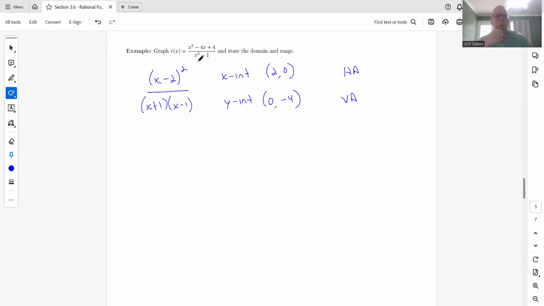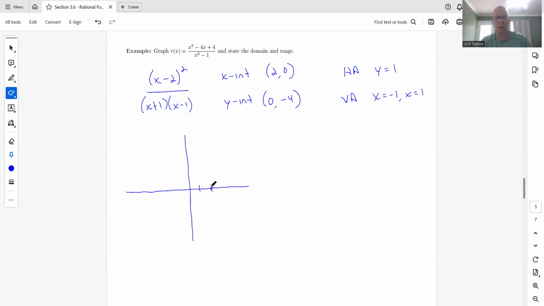Horizontal asymptote, the degree on top is 2, the degree on bottom is 2. So the coefficients are 1 and 1, so that means we have a horizontal asymptote at y equals 1. And then the vertical asymptote, set the denominator equal to 0, and we get x equals negative 1, x equals 1. So now we can start to plot these points, draw our asymptotes, and then see where we get.